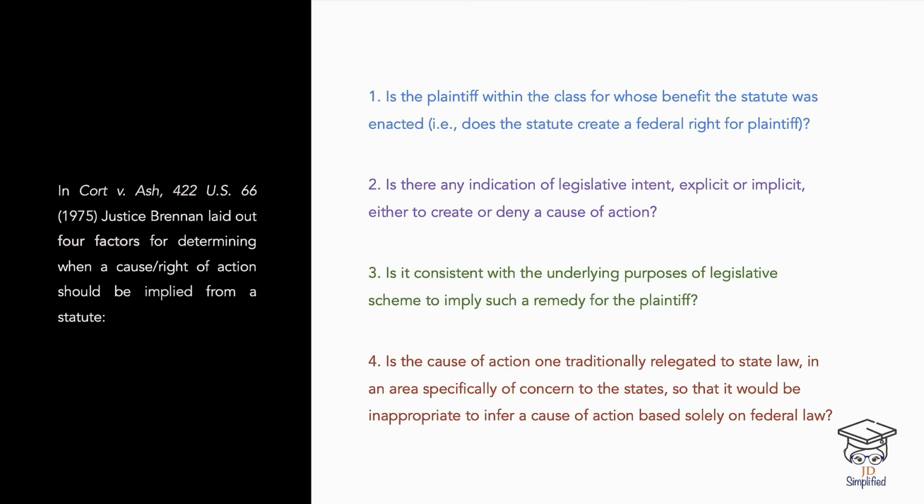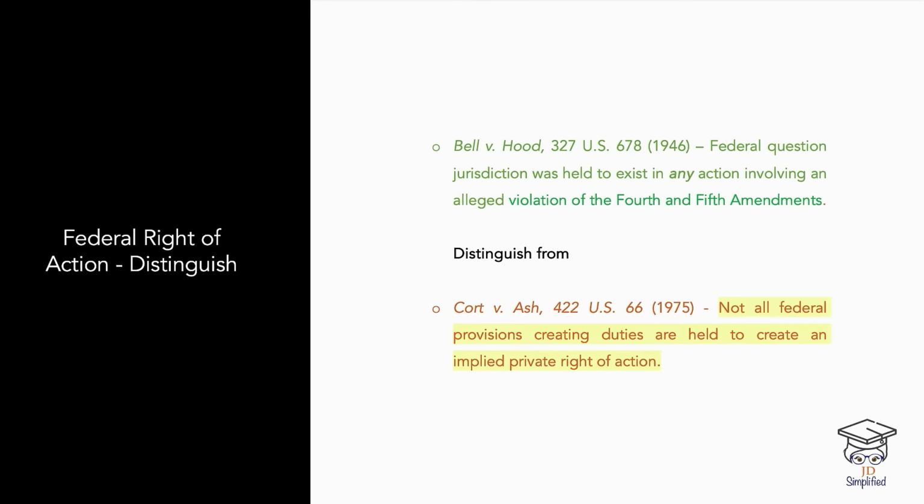However, again, note that the court has become increasingly reluctant to imply private rights of action into federal statutes that do not expressly provide for them. But I want you to distinguish between these two concepts. In Bell v. Hood, federal question jurisdiction was held to exist in any action involving an alleged violation of the Fourth and Fifth Amendments. These are constitutional clauses. These are not congressional statutes. So yes to federal question for any violation of the Fourth and Fifth Amendments.